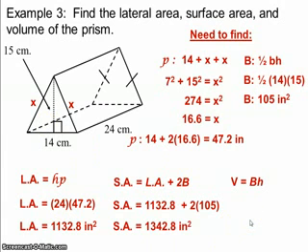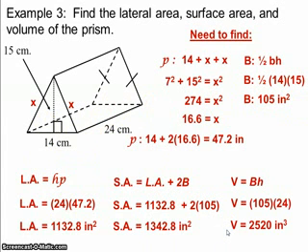And finally, the volume is the area of the base times the height. The area of the base is 105, and the height is 24. Plug those in, and that gives us 2520 cubic inches for the volume of this prism.